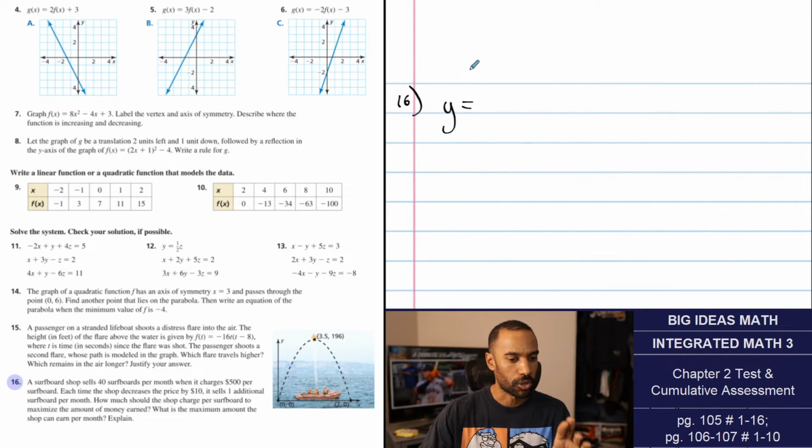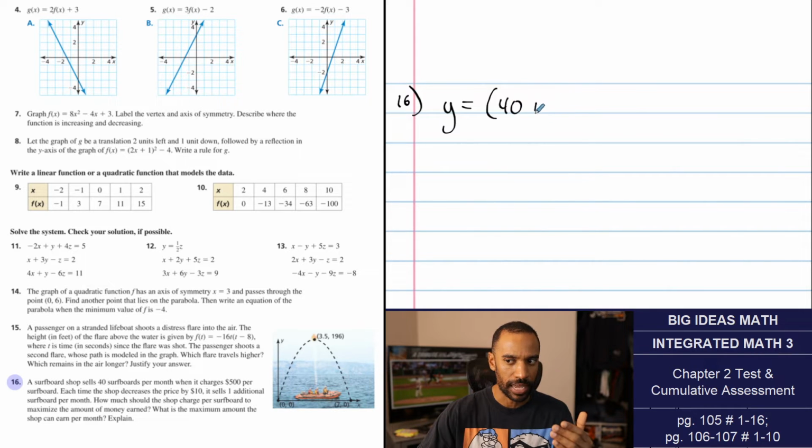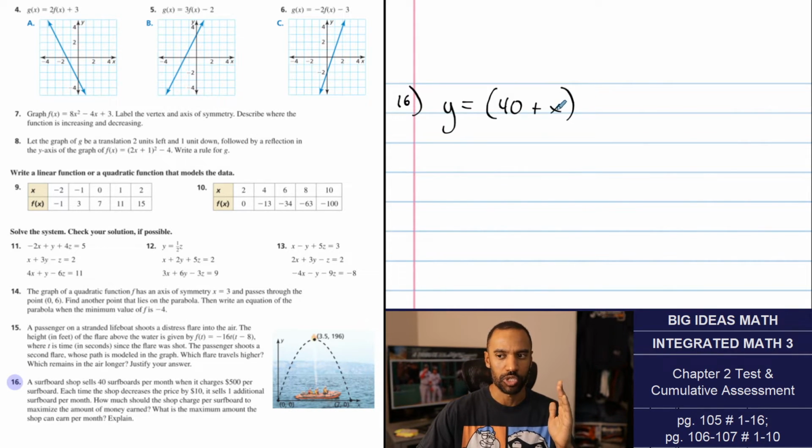40 as an initial. However, they said you sell one additional surfboard per month. So if X is the number of surfboards as a total, you start with 40 and you add an additional surfboard every month. It sells one additional surfboard per month. This is the amount of surfboards you can add to it. That's the amount of surfboards.